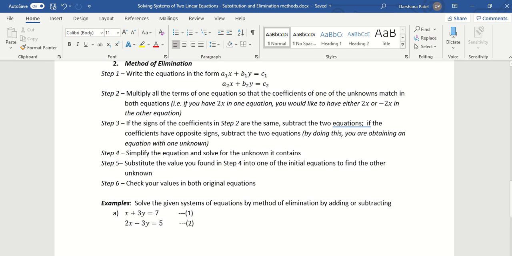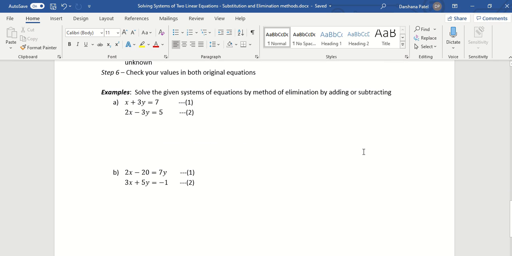Now that we have one variable eliminated, we simplify the equation and find the solution for the other variable. Once we have the solution for that variable, we go back into one of the original equations and solve for the second unknown. Now that we have the solution for both unknowns, we'll go back and check our solutions in the original equations. Let's see an example here.